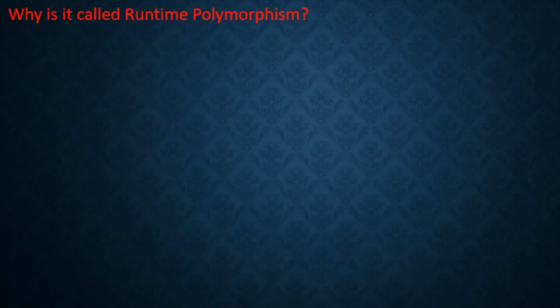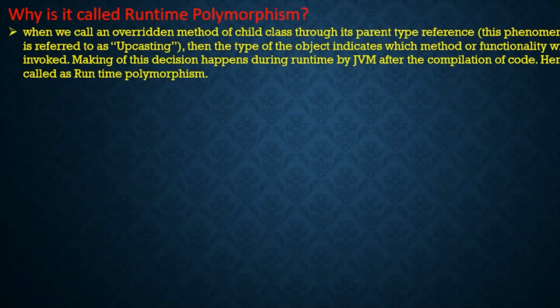So why is it called runtime polymorphism? I have already explained. At the time of running, dynamically, the JVM is going to choose which method should run. Whenever we are calling the method, which method from where should run is dynamically decided. So that is why it is called runtime polymorphism. At the runtime, the JVM is going to decide.